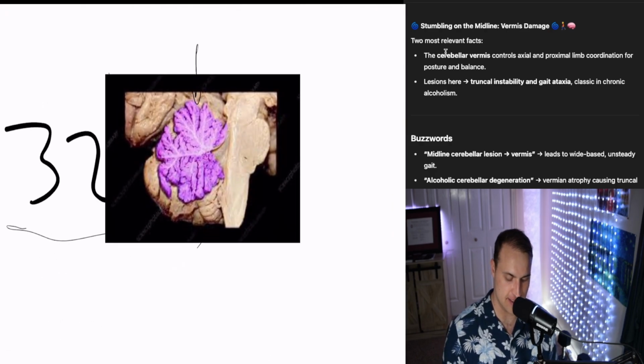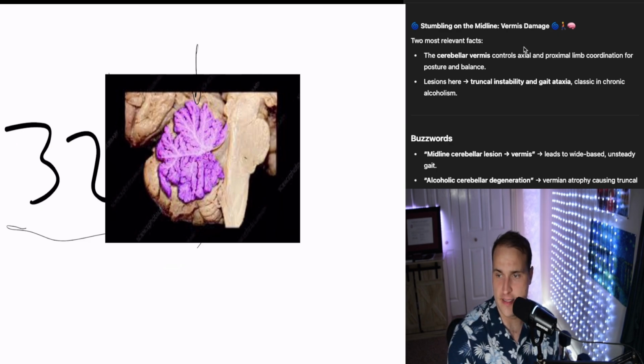Just kidding. But yeah, no, this is the cerebellar vermis. It controls motor function and axial and proximal limb coordination. Truncal instability and gait ataxia would be seen if you have lesions. Midline lesions would cause a wide-based unsteady gait.